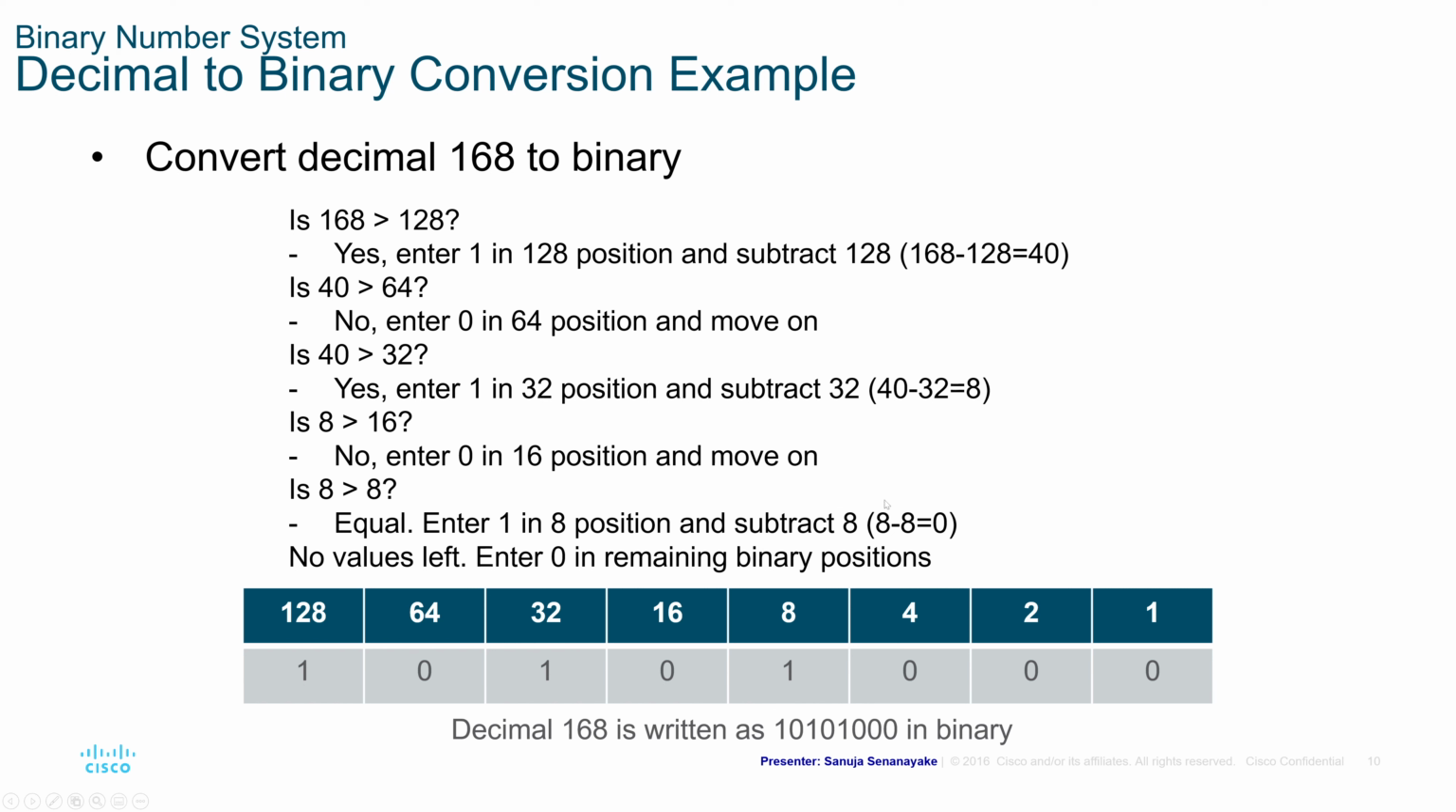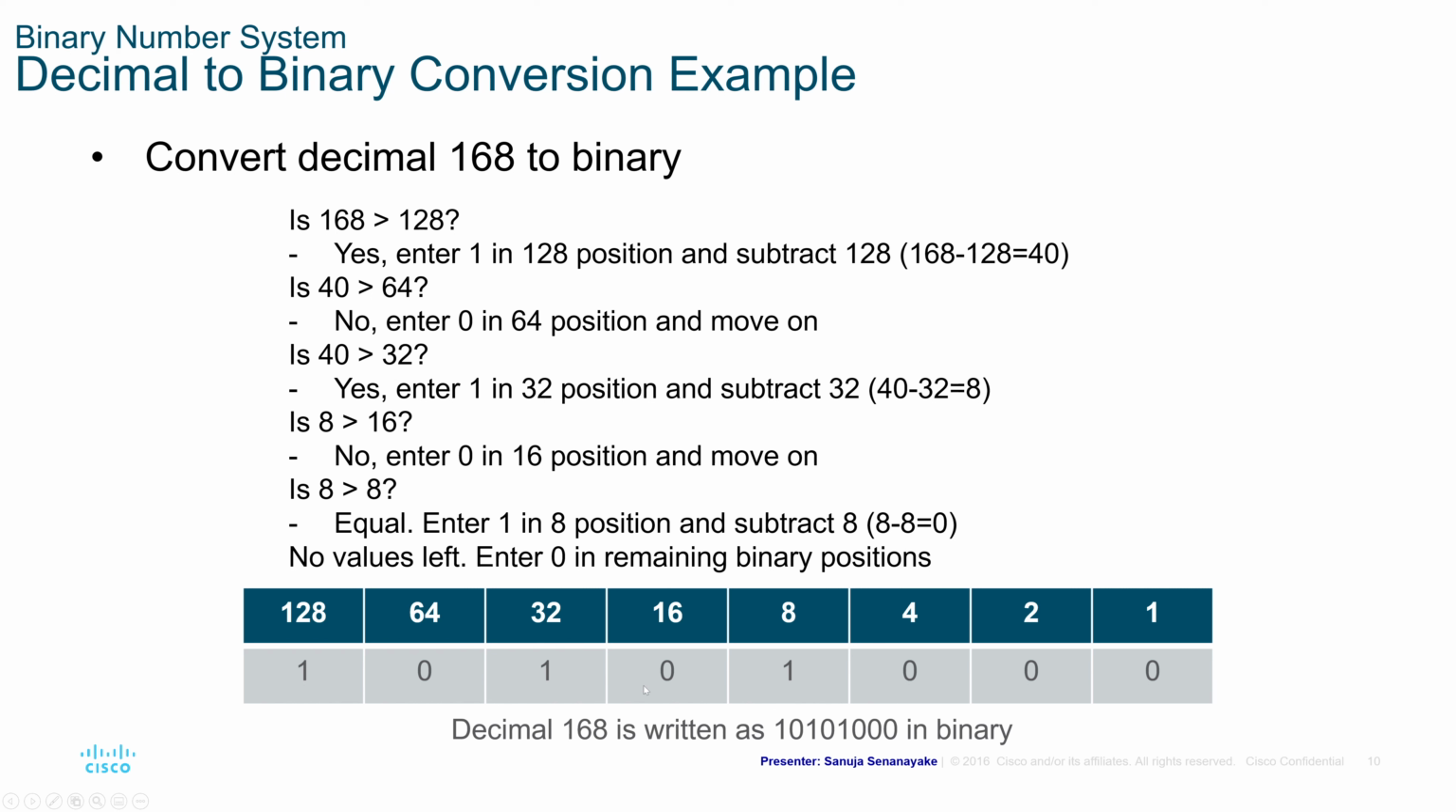Then we take that 8 and subtract the positional value of 8, because we put a 1 here, and you end up with 0. So the remaining value is 0, and 0 is always going to be less than all of the remaining positional values. As a result, when we convert the decimal value 168 into a binary value, we're going to end up with 1, 0, 1, 0, 1, 0, 0, 0.